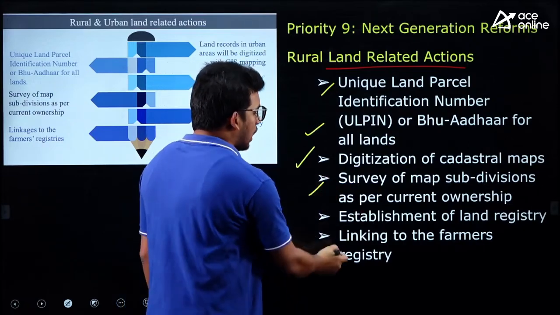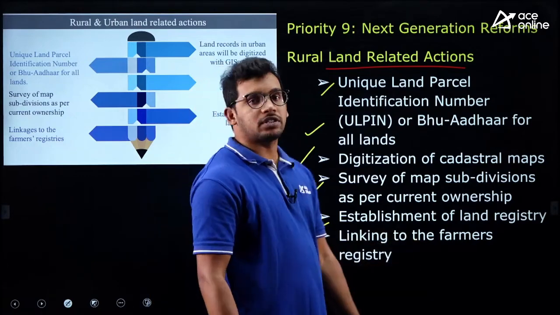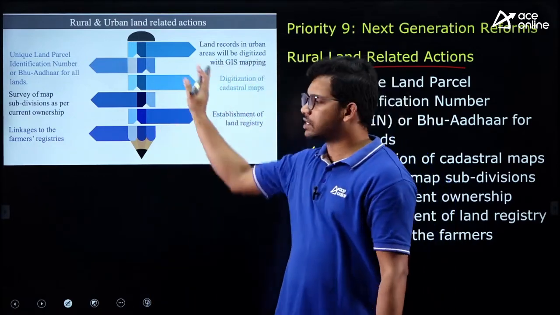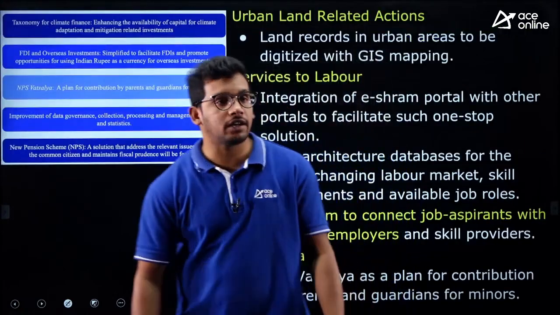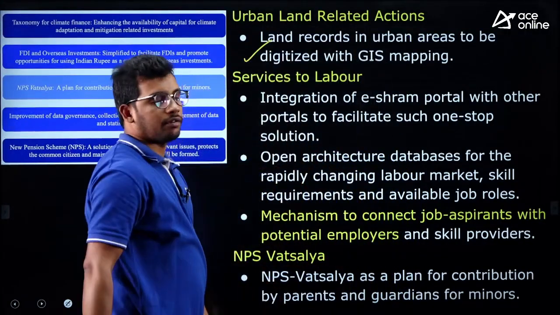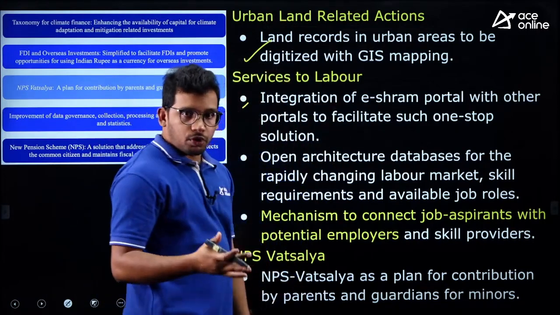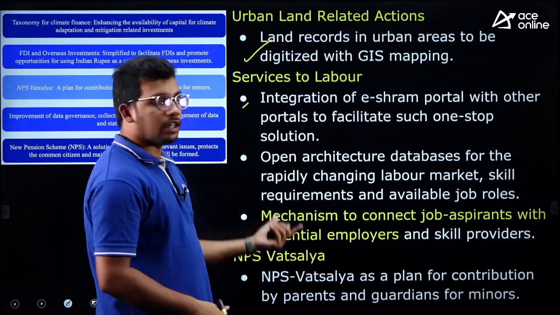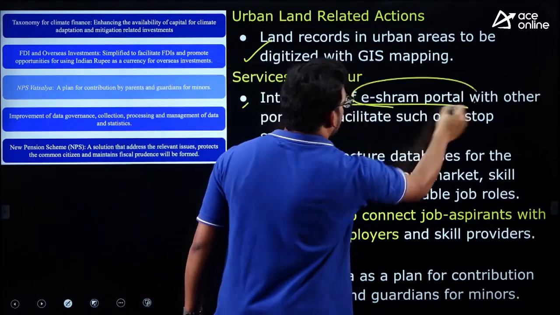And survey as well as establishment of land registry, linking the farmers to that registry. So all those things are just to manage the land records. Similarly in urban lands also, they are going to have a land records, fine. Now services to labor, whoever does not have land but they are working in those agriculture fields, that will also be a eShram portal will be already there.